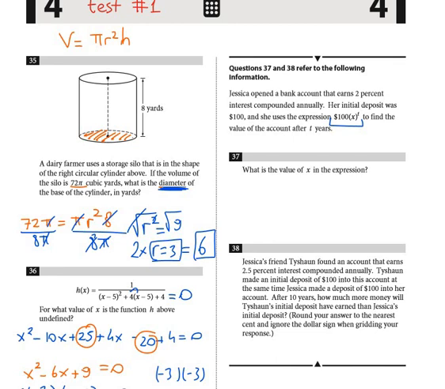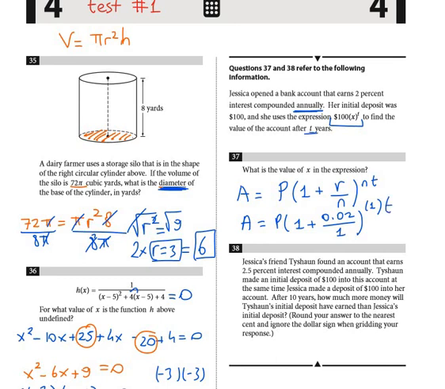Here we are going to interpret the general function for compound interest, A equals P times 1 plus r over n, to the nt. Here r is the interest rate, which is 2%, and 2% expressed in decimal is 0.02, and n is the number of times compounded. Here, it is compounded annually, meaning once a year, so n is 1, and t is for t years because it's given as a variable.